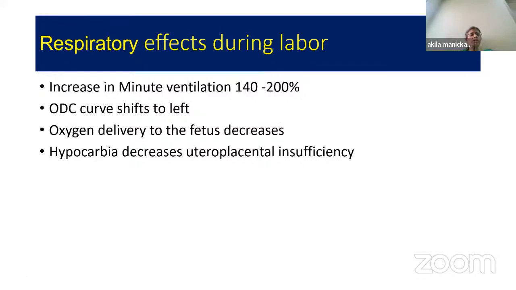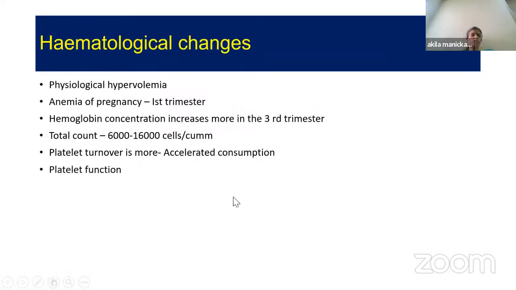And because of this hyperventilation, the oxygen dissociation curve shifts to the left, and there is decreased unloading of oxygen, which ultimately results in fetal bradycardia or decreased oxygen delivery to the fetus. And also hypocarbia will decrease uteroplacental perfusion.